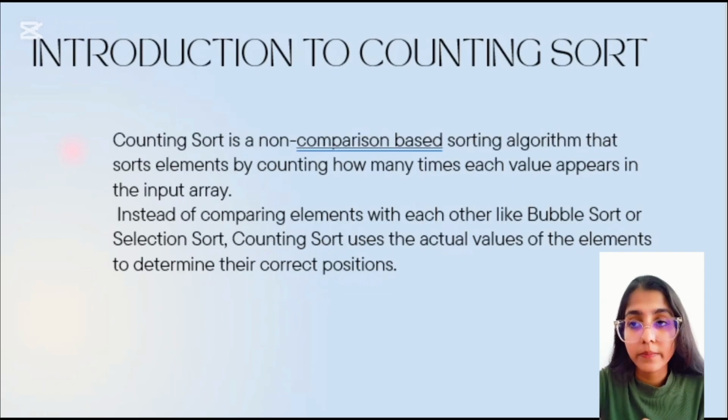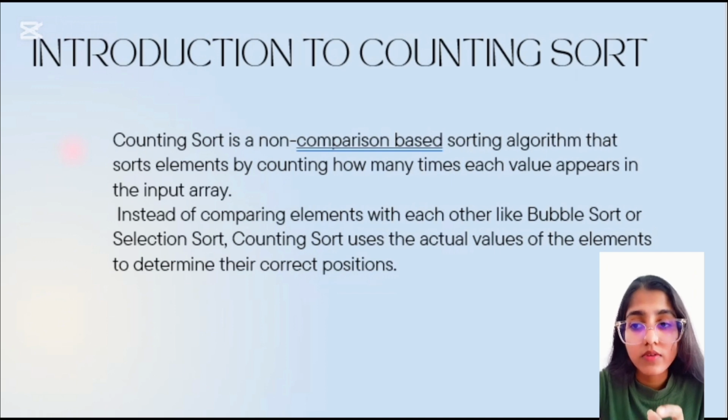Counting sort is a non-comparison based sorting algorithm that sorts elements by counting how many times each value appears in the input array. Instead of comparing elements with each other like bubble sort or selection sort, counting sort uses the actual values of the elements to determine the correct positions. This algorithm works by creating a separate counting array to store the frequency of each number, and using this count information, it places each element directly into its correct position in the sorted output array.